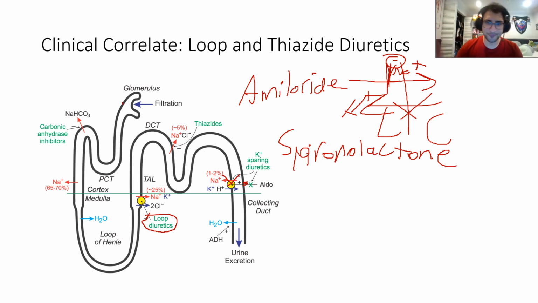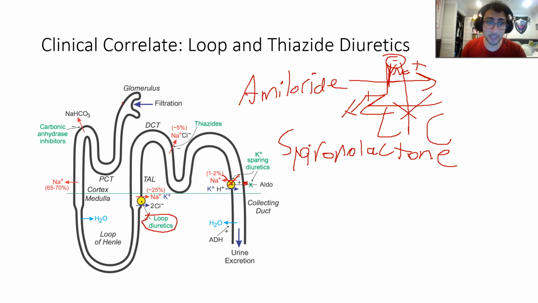Now, sometimes people will switch from spironolactone to amiloride because one of the side effects of spironolactone, particularly in men, is gynecomastia, so breast development in men. So if that happens, there are other drugs you can use, but amiloride does not have those side effects because it has a different mechanism of action.